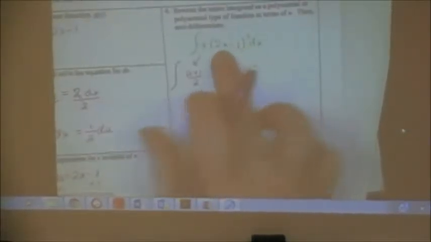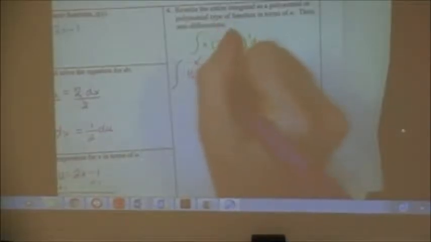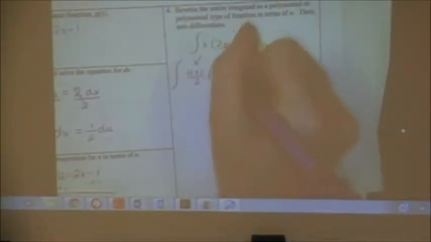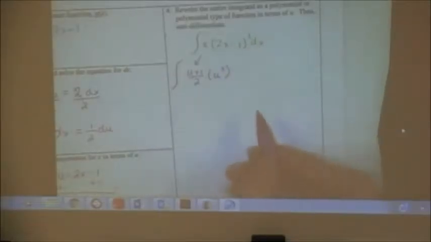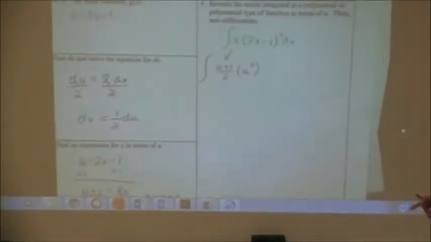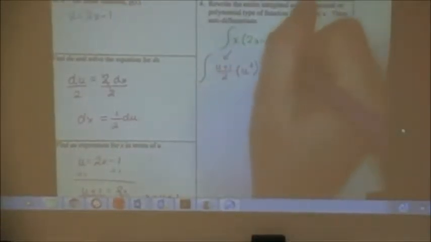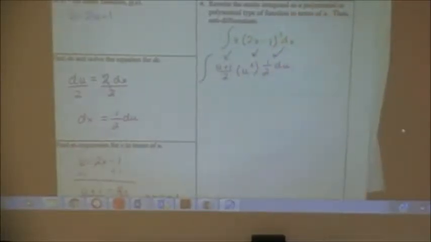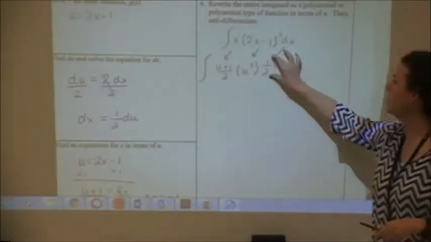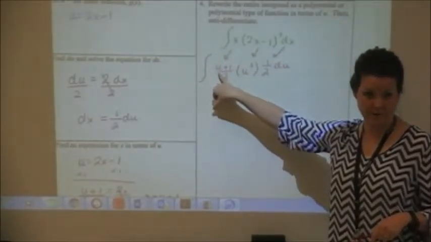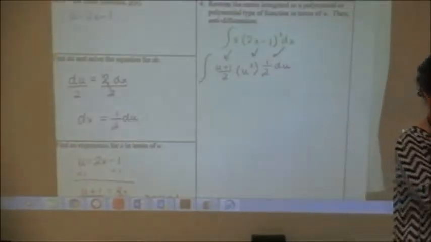This piece in the middle was the original u. So I'm going to write it as u cubed. That's this piece. And dx, I solved right here, is 1/2 du. Everybody okay? So we just substituted. Now let's simplify. I have some constants I can pull out. I can pull out a 1/2. But I technically have a 1/2 right here also, so I can pull that out. So out in the front, I'm going to pull out a 1/4. Very good?